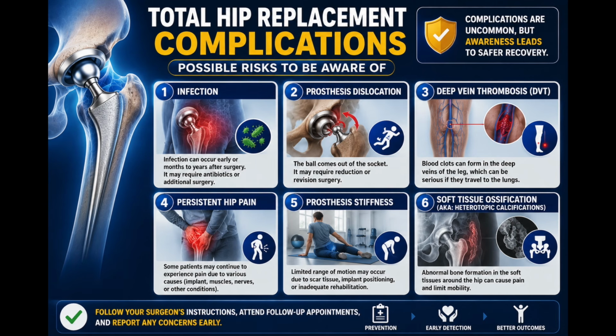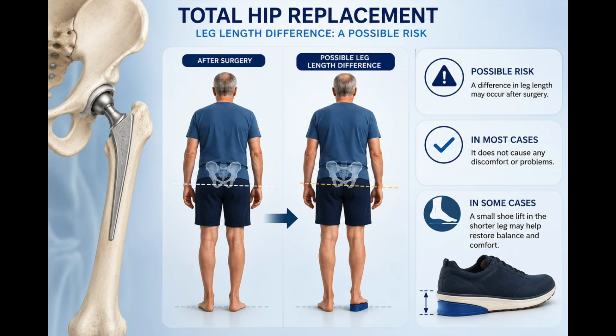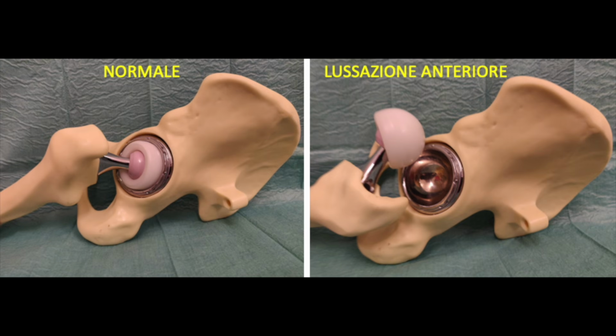The main ones are listed below: infection, prosthesis dislocation, deep vein thrombosis, persistent hip pain, prosthesis stiffness, or soft tissue ossification, aka heterotopic calcifications. To name just a few, I'll focus in particular on hip dislocation, which is generally linked to incorrect movements that you must learn to avoid. Prosthesis dislocation is the dislodgement of the femoral component from the acetabular component. Depending on the direction of the dislocation, we distinguish between anterior and posterior dislocation.